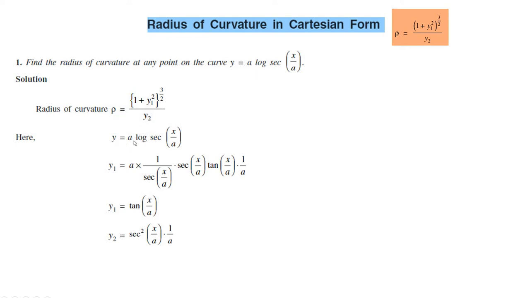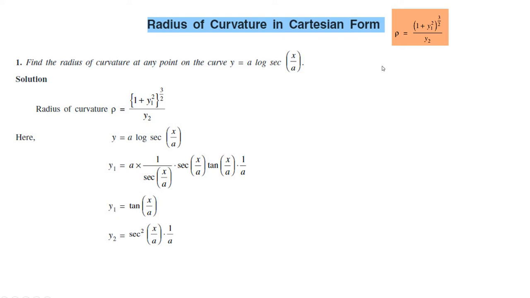Consider your y, this is a log secant of x by a. You are differentiating this with respect to x. So log of something gives 1 by that, and then the function of a function rule is to be used. When you differentiate secant x by a, you have secant x by a into tan x by a, and then again the function of a function rule, so 1 by a into 1 by a. So you can cancel this secant x by a and this, and a can also be cancelled. You are left with this.